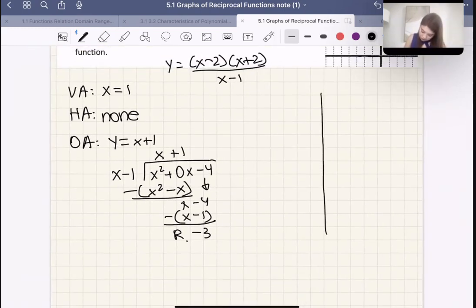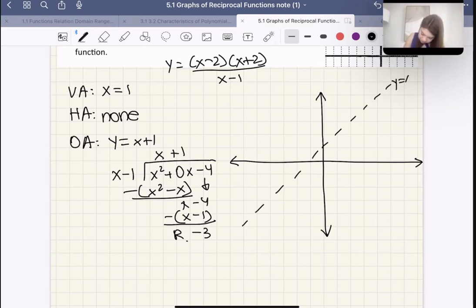Okay, so now let's draw this function. So let's do y equals x plus 1. So here's our y equals x plus 1 line. And then our vertical asymptote was x equals 1. So I'm going to draw it like that. There we go. And then we're going to draw some other points in this.